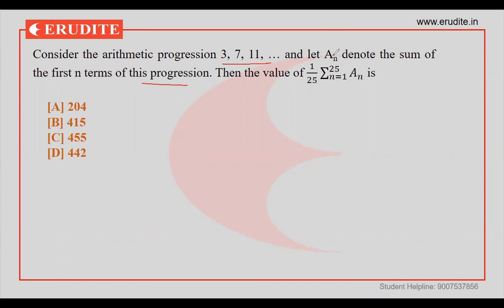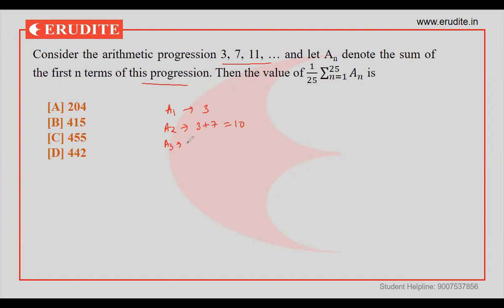So if A1 is the sum of one term, A2 will be the sum of the first two terms, and so on. Then we have to find the value of 1 by 25, summation n varying from 1 to 25, An. Now guys, A1 will be how much? This is 3. A2 will be how much? 3 plus 7, that is 10.